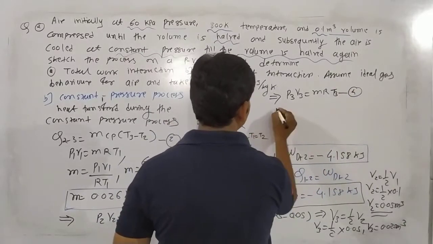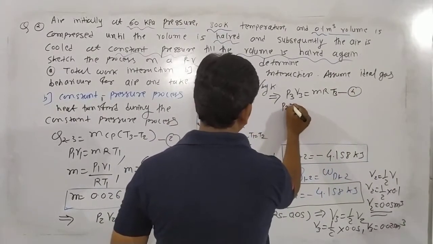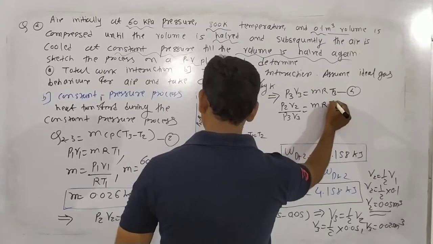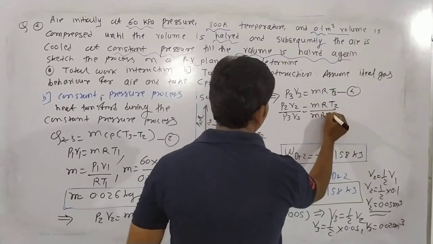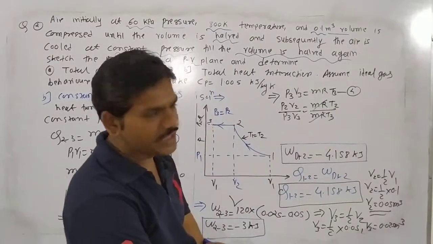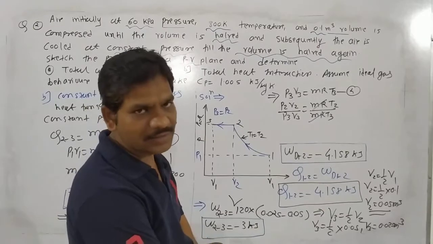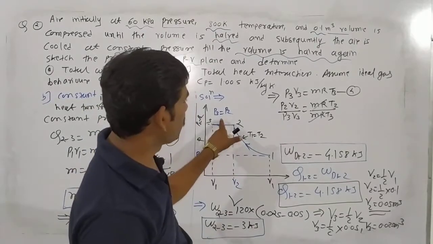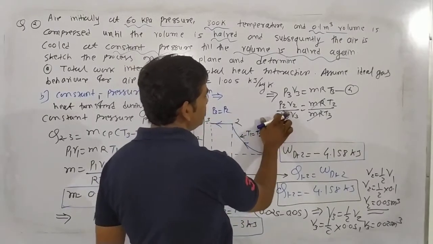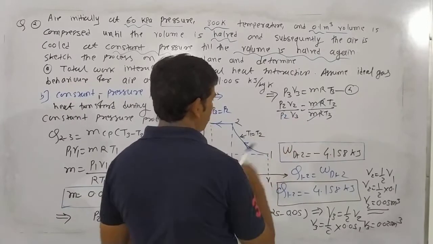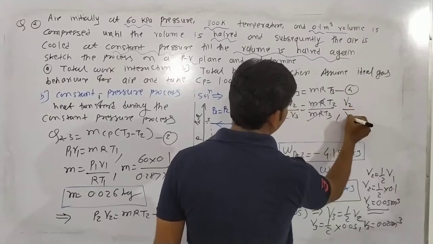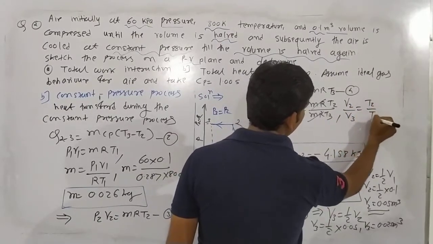Dividing both the equations, what do we get? P2 V2 upon P3 V3 is equal to m R T2 upon m R T3. So what cancels, guys? This m R cancels because there is no change in the mass of gas and R of air. Then this is the constant pressure process, so P3 is equal to P2. So you replace P3 by P2, no problem. So this term also cancels. What is remaining? V2 upon V3 is equal to T2 upon T3.